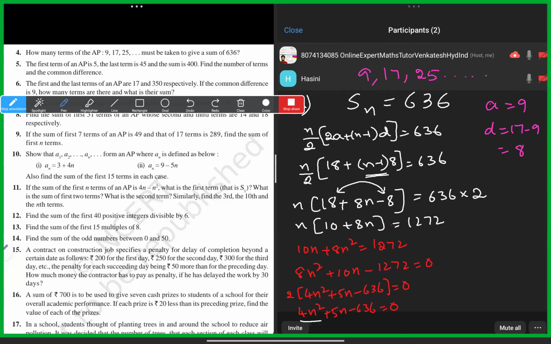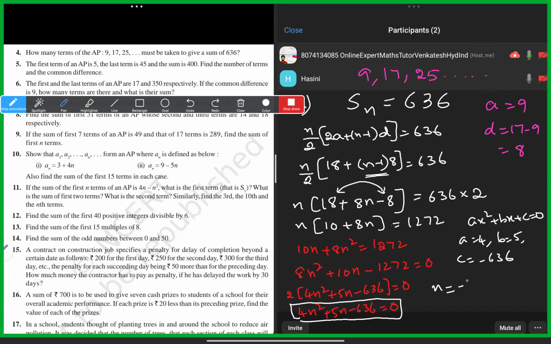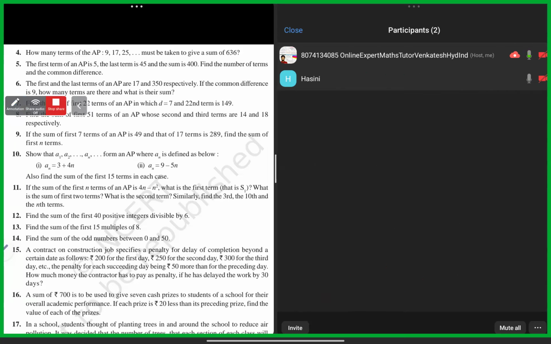Okay, Hasni. If we observe this polynomial and compare it with ax square plus bx plus c is equal to 0, in the place of a we have 4, Hasni, b is 5 and c is minus 636. So n is equal to minus b plus or minus root of b square minus 4ac by 2a. This formula we are applying.